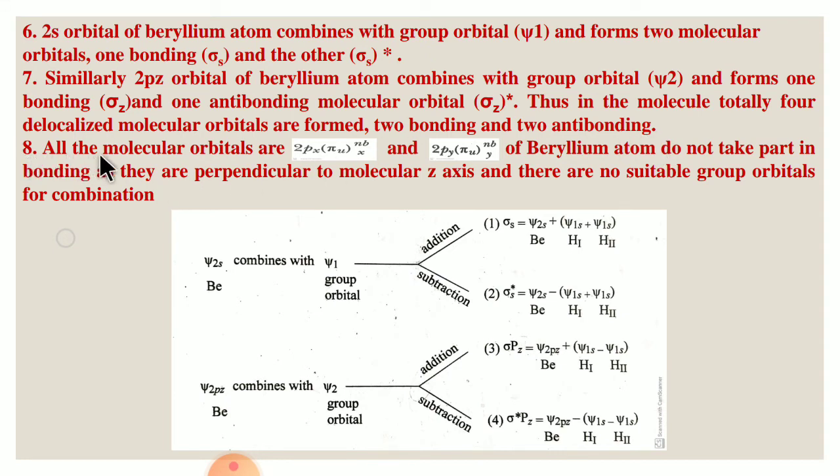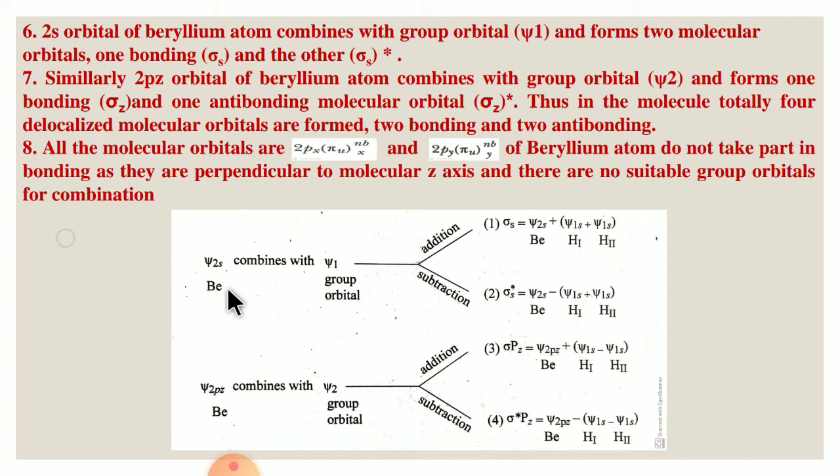Next point: the 2px, pi ungerade x non-bonding, and 2py, pi ungerade y non-bonding, orbitals of the beryllium atom do not take part in bonding as they are perpendicular to the molecular z-axis, and there are no suitable group orbitals for combination.